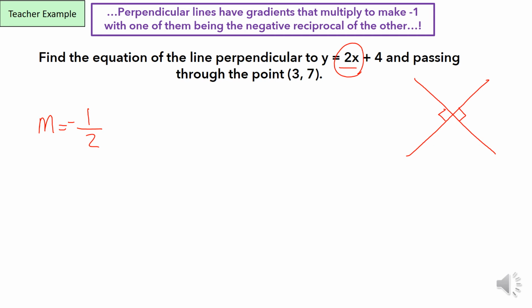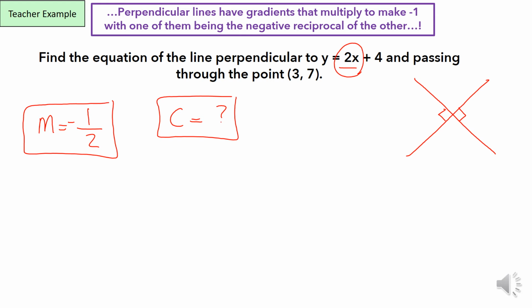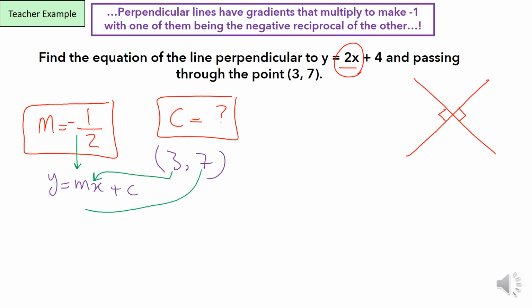And the rest is the same. I have to find c. I have m, I have to find what c is. Now, I know it has to go through my point of 3 and 7. So again, like the previous question, I have a point there, and I have a gradient there. So I'm just going to write the equation of the line, just like the previous question. So y equals mx plus c. I have m from there, I have x from there, and I have y from there. I put those values in and then I find c.